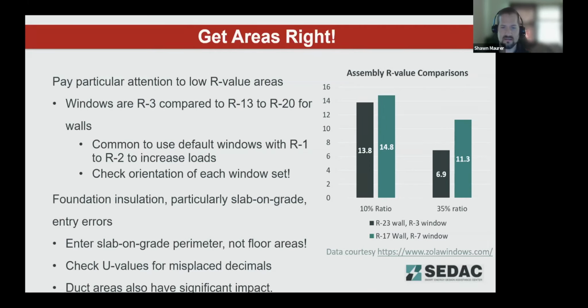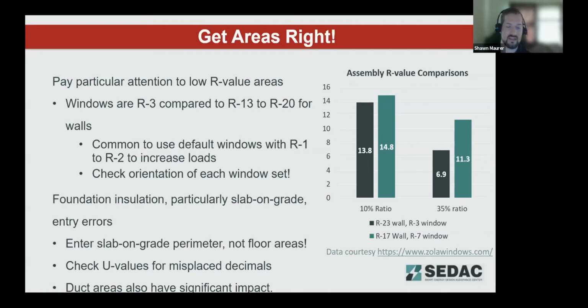And you can see that at lower window ratios, it's not going to have a huge impact on the difference between those two calculations. But as you increase that window to wall ratio up to 35%, you can see that the R3 window has a big detrimental impact on the overall insulation value of the wall. So it's very important to make sure that those insulating areas are correct, particularly where you've got low R value surface areas in the building.